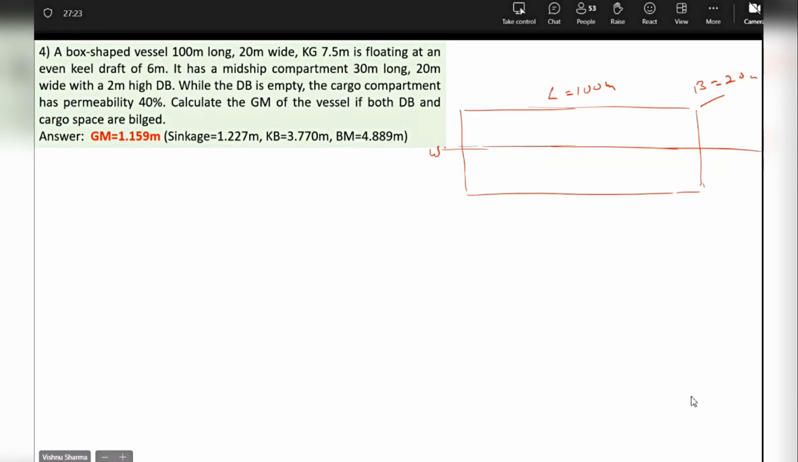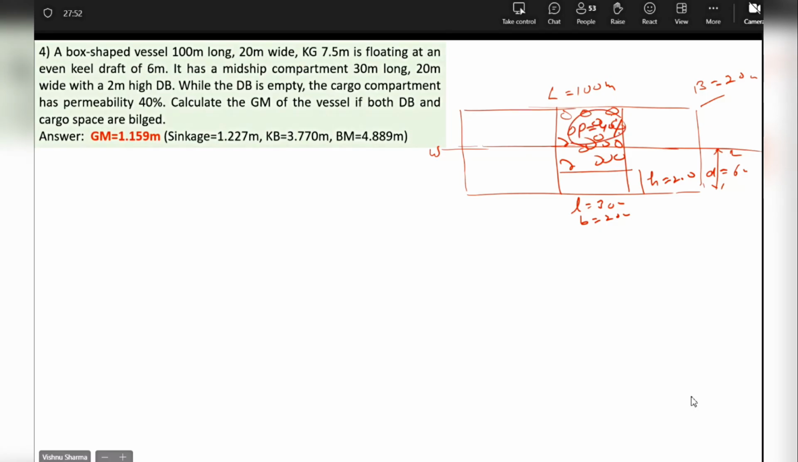Floating on an even keel at a draft of 6 meters, the vessel has a midship compartment of 30-meter length and 20-meter breadth, with a double bottom height h of 2 meters. You have cargo out here. In this question, the permeability of the cargo is 40%.